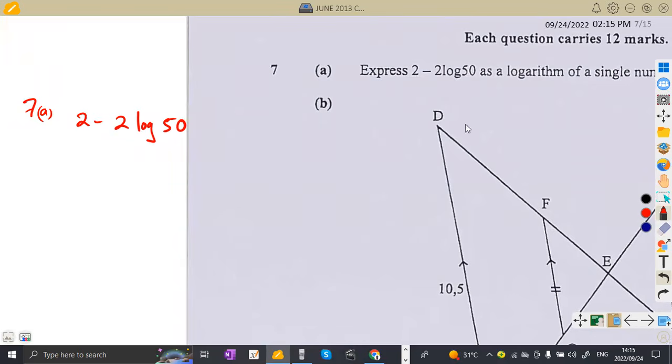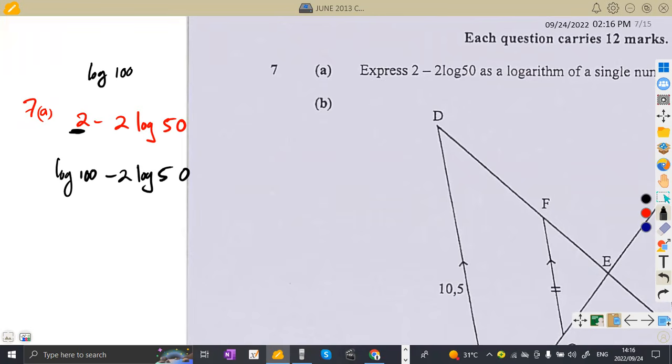So for you to write this as a single logarithm, you are supposed to ask yourself, what does this 2 actually represent in terms of logarithm? What does this 2 represent? So remember, in base 10, 2 is from logarithm of 100. So this is the logarithm of 100 in base 10 minus 2 log of 50.